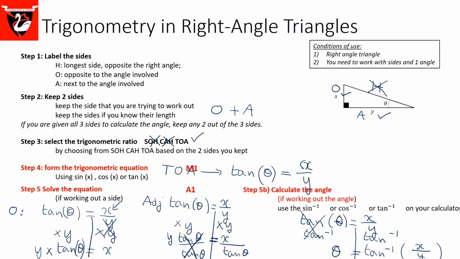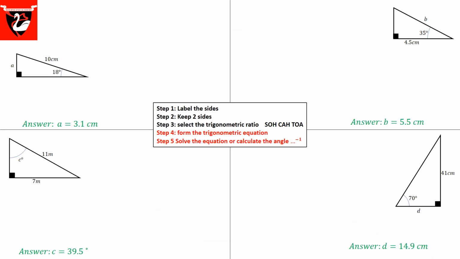So this process is completed by following these 5 steps. On the next slide, you are going to find 4 questions that you can try, and then the worked solution. Here are 4 typical examples that you can try now. So pause the video, have a go. The answers are on the slides as well. And then the next few slides will show you some worked solutions.